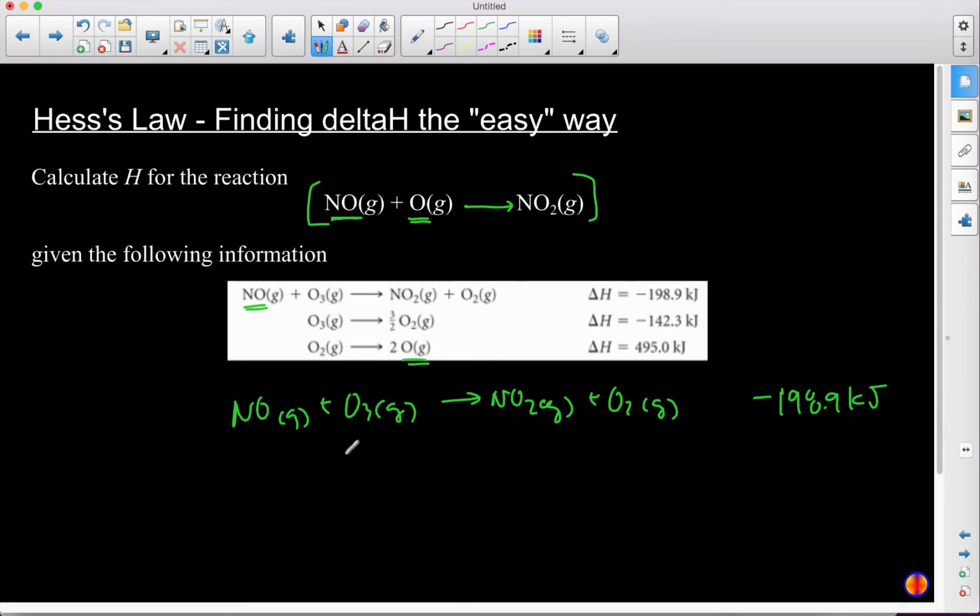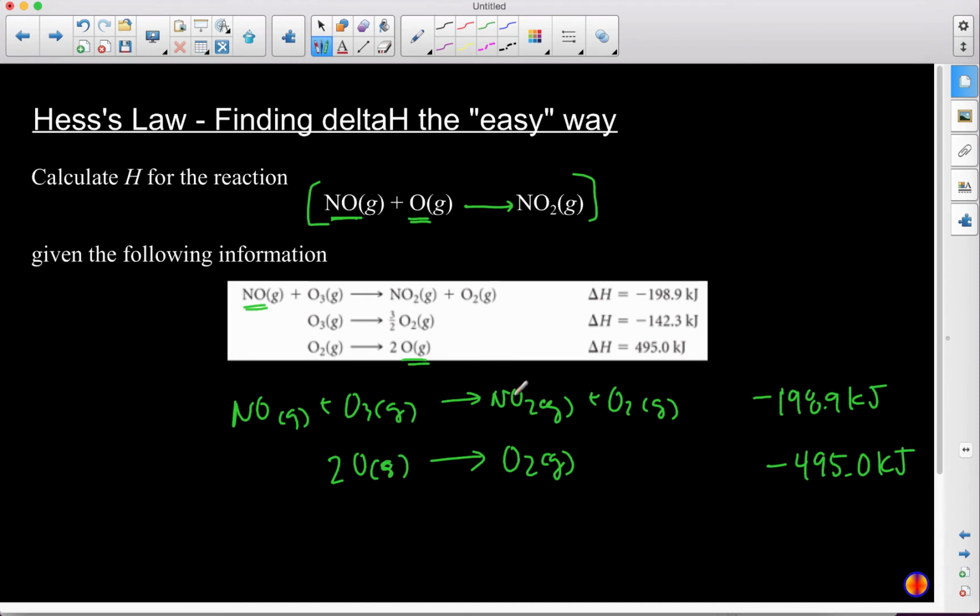Now, I also need O gas as a reactant, which means this one. So I'm going to take my 2O gas, and that's going to give me O2 gas. I flip this reaction, so what happens here? Ding, ding, ding, negative 495. Okay, now I've got my reactants on the right sides, and I know that I need NO2 as a product. That's on the right side.